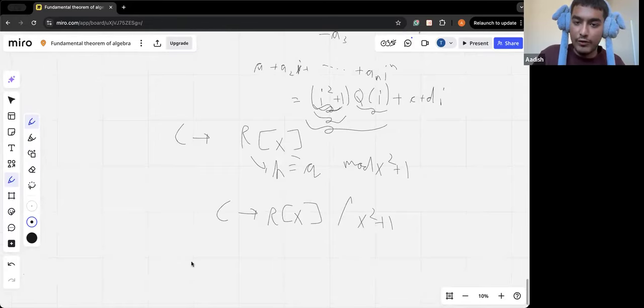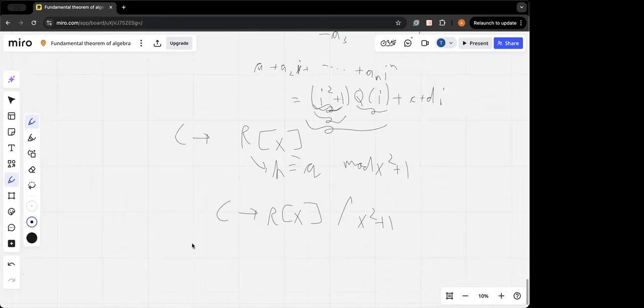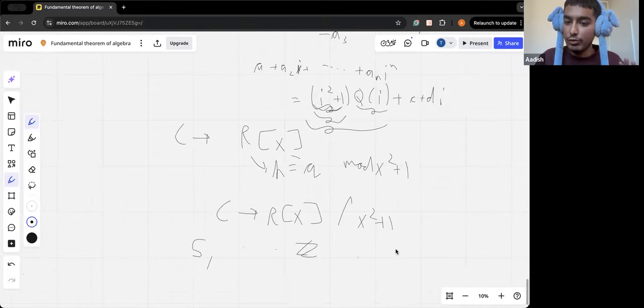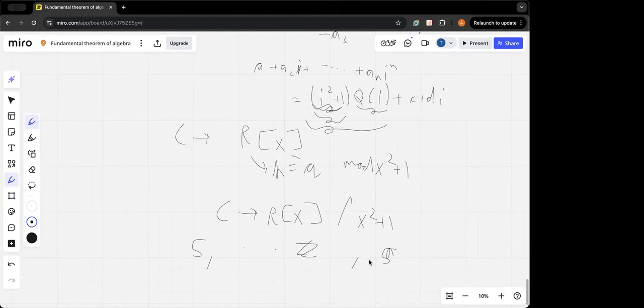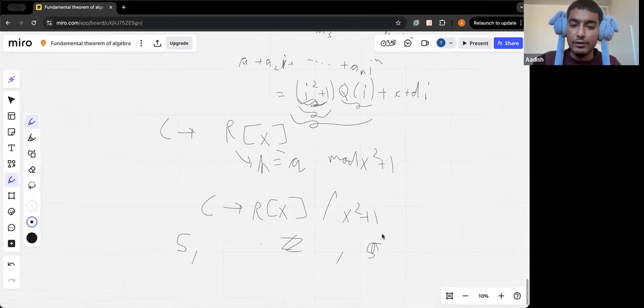It is similar to how you define numbers modulo a prime. To define numbers modulo 5, you start with all numbers, and you say if two numbers differ by a multiple of 5, then we just say they are equal numbers. So if they differ by a multiple of x square plus 1, they're equal. We define that. And that's how we get C.